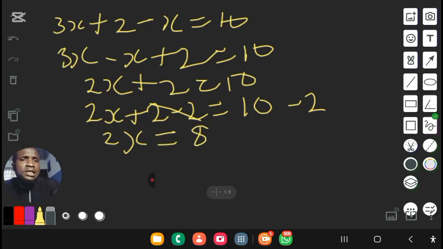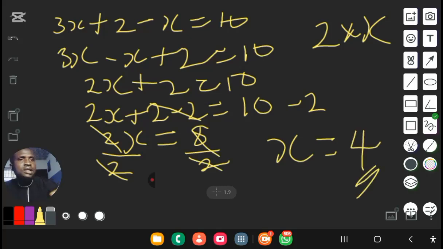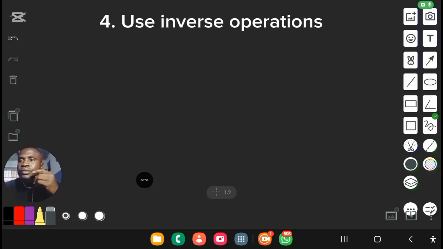8. So the next step is 2x is the same thing as 2 times x. So whenever you see times, you do what? You divide. So we say 2x divided by 2, 8 divided by 2. 2 cancels 2, x is standing alone. 8 divided by 2, we have 4. This is our answer.